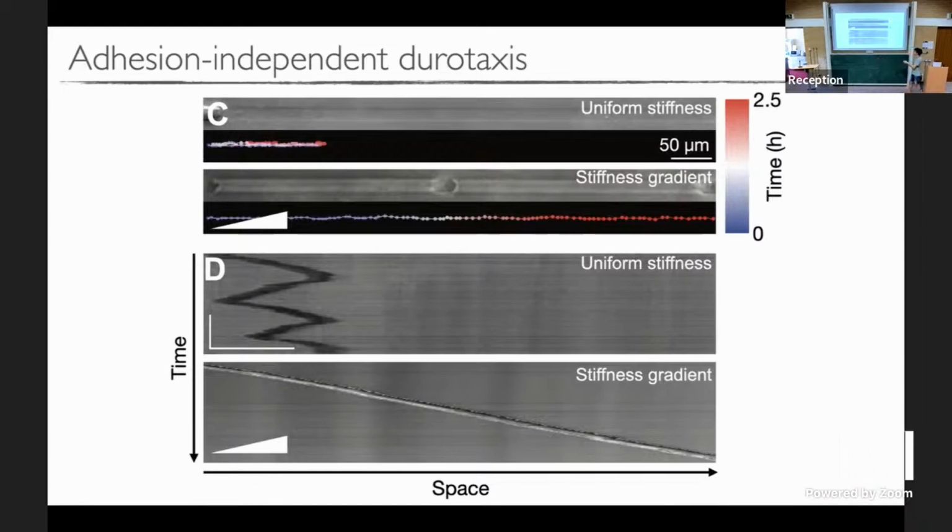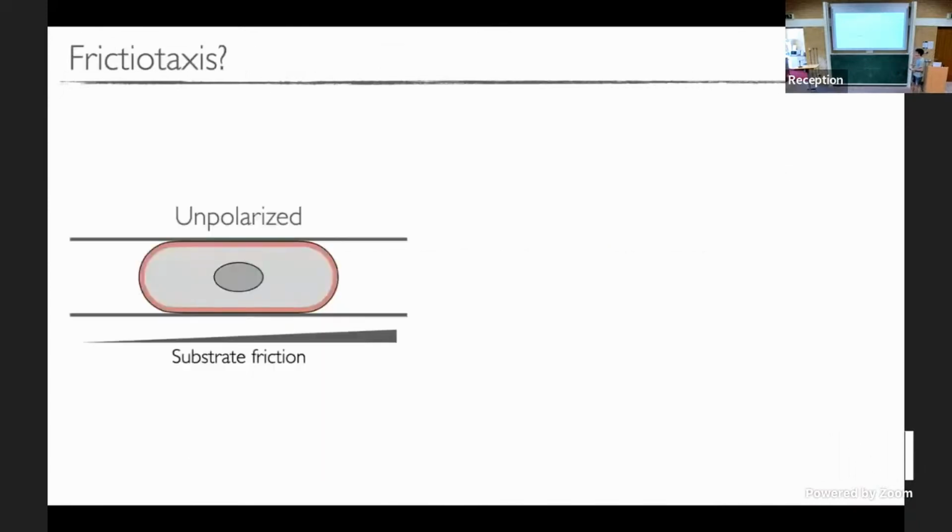But then if you generate channels with a stiffness gradient, then cells instead move very persistently through the channel and they almost never reverse. Okay. And so they perform durotaxis. And this is striking because they lack the machinery to sense the stiffness. So when we were thinking about that, we said, okay, if we cannot rely on them sensing stiffness, maybe since this mode of migration is anyway based on friction, it is all due to friction. And so what we proposed is this idea that this could actually be frictiotaxis.